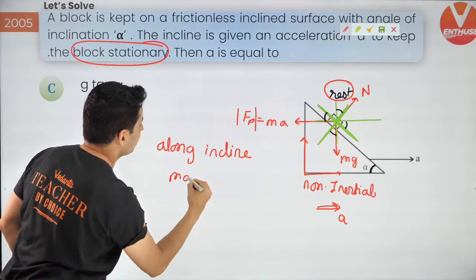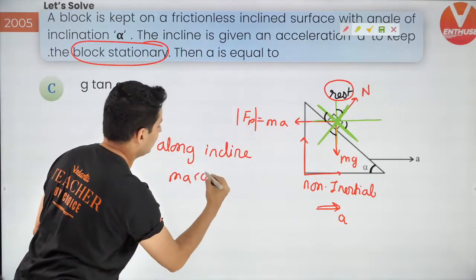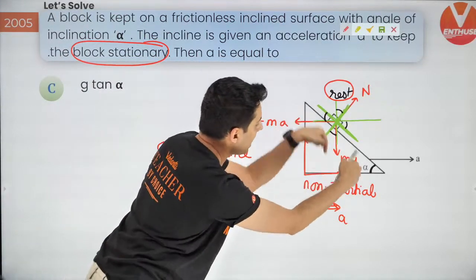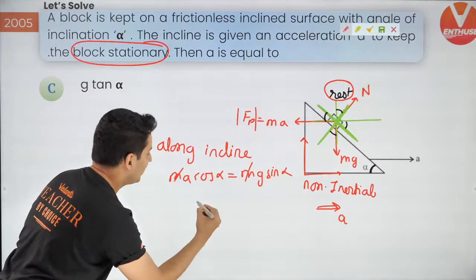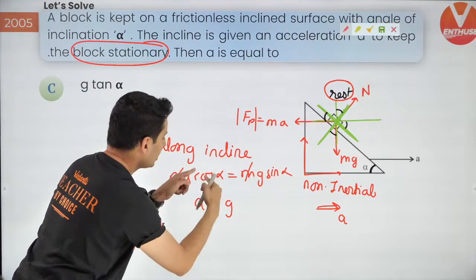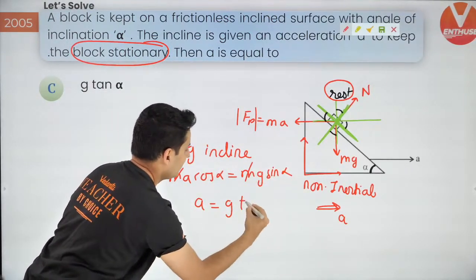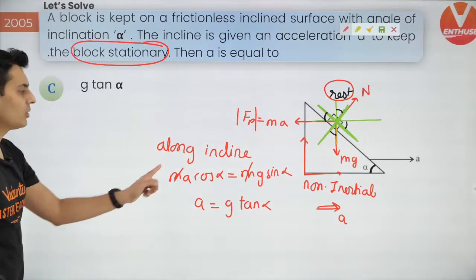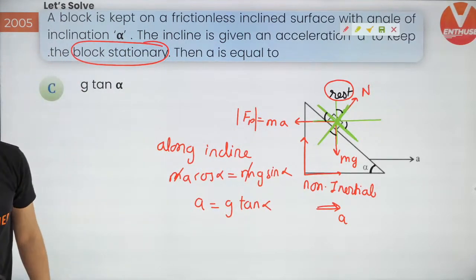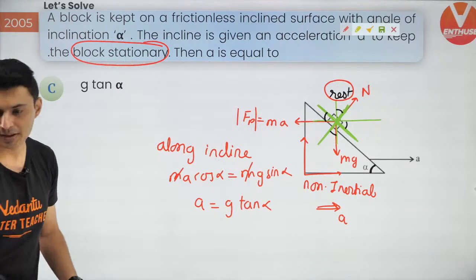So m a cos alpha is the component. It's going to be mg sin alpha as usual. And acceleration will be g. Cos goes here. Sin by cos is tan alpha. That's how you get it. Is that clear? Very good.